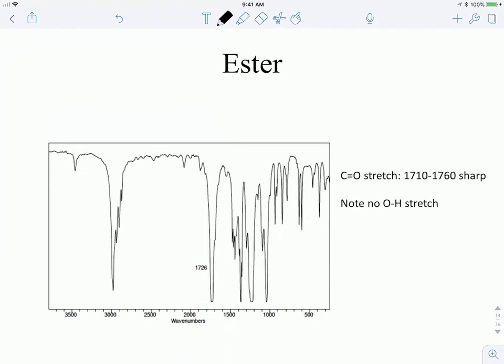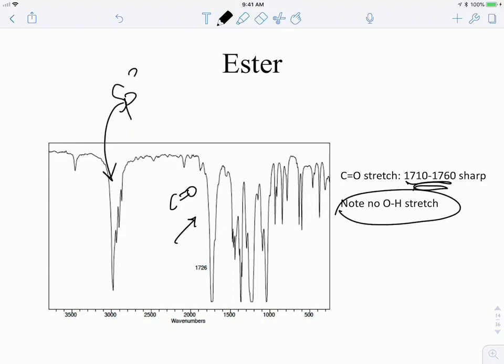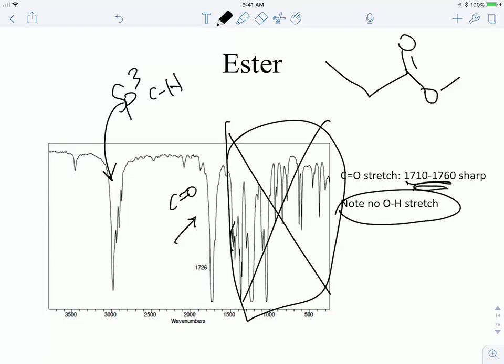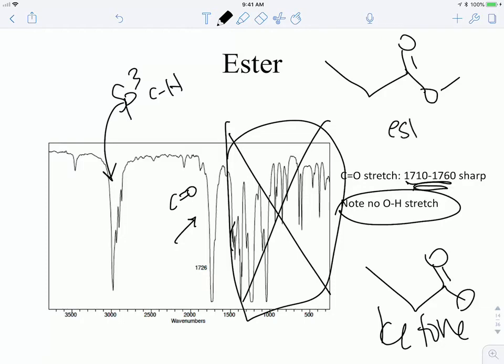An ester is going to contain a carbon-oxygen double bond, which is a sharp peak between about 1710 and 1760. No OH peak. We still have our sp3 CH bonds. We're going to ignore all this. So really, there's only a carbon-oxygen double bond. This could be an ester. An ester, remember, looks like this. It's hard to differentiate esters and ketones, so you're going to need additional information to know the difference between a ketone, which has a carbon on the end, or an ester, which has an oxygen bonded to the carbon-oxygen double bond.